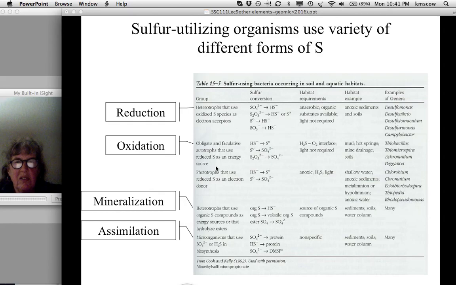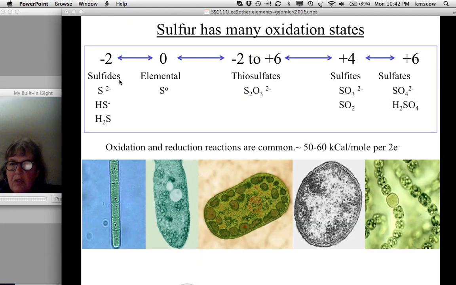Those oxidizers are either obligate or facultative lithoautotrophs that are using the sulfur as a form of energy. And they can use either the most reduced form, but they can also use sulfur all along the way as an electron donor.